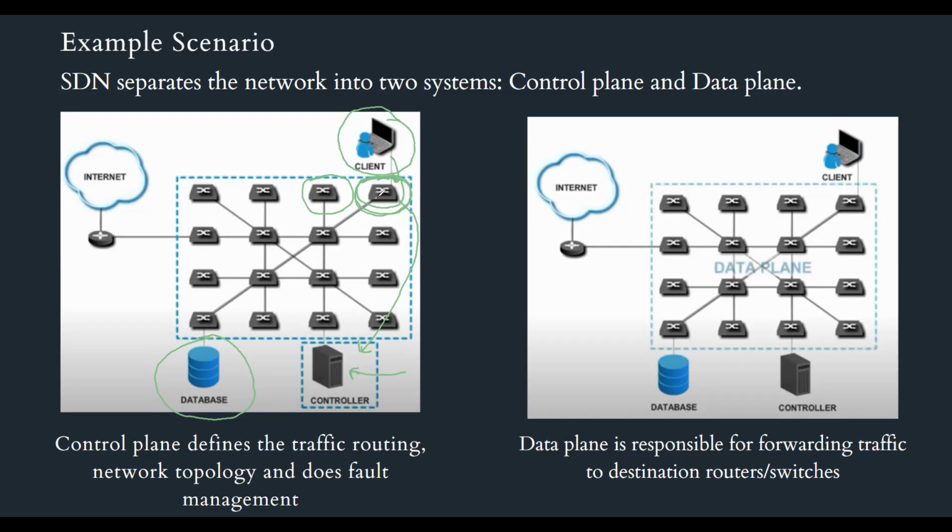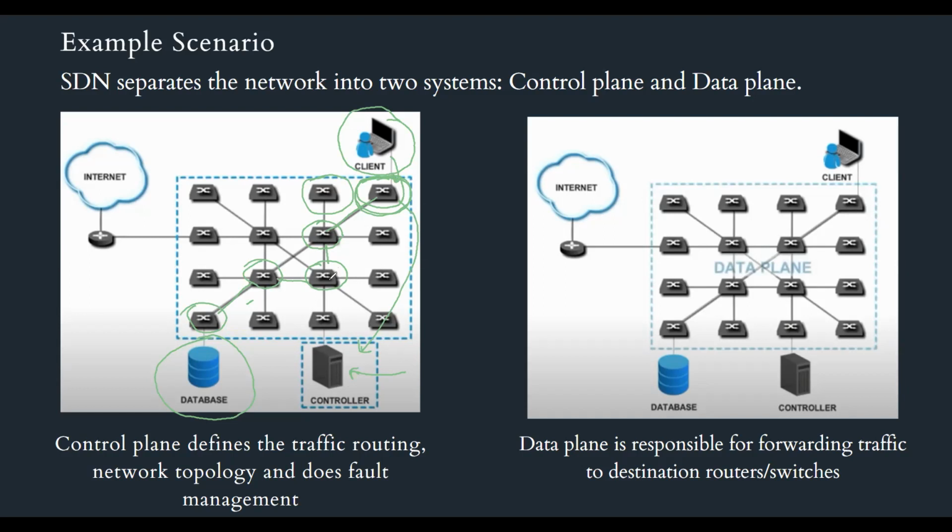So if it decides that the path should be from the first switch to this switch, and then to this switch, and then to this switch, and then to this switch, then the controller will give commands to each of these routers and update the flow tables in those routers. Those routers have flow tables, and those flow tables enable those routers to understand easily to which router they need to forward that data packet.